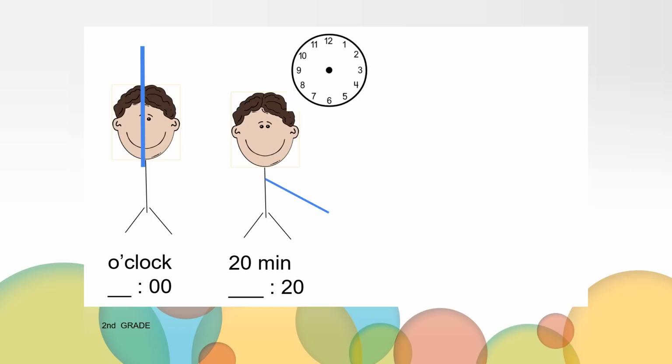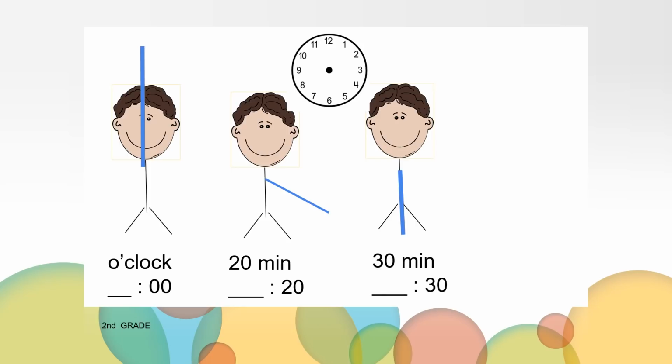Here comes the next one. Remember to move your arm so it matches the arm of the boy in the picture. How many minutes does this minute hand show? The minute hand is showing 30 minutes. All right, last one. How many minutes does the minute hand show?